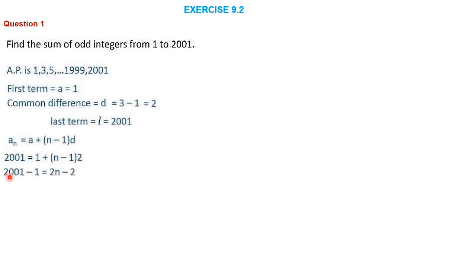Remove the bracket. 2001 is equal to 1 plus 2n minus 2. The 1 comes to the left side as minus 1. Take this minus 2 also to the left side. 2001 minus 1, this minus 2 coming to the left side means plus 2, is equal to 2n. Then 2001 minus 1 is 2000. 2000 plus 2 is 2002, equal to 2n. n is equal to 2002 divided by 2, which is 1001. Quite simple division: dividing 2002 by 2, getting 1001.